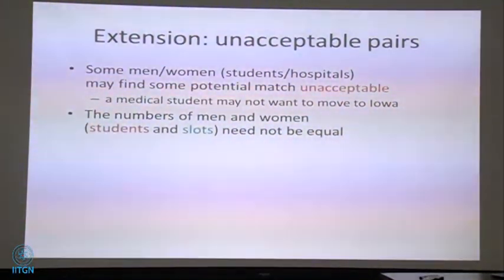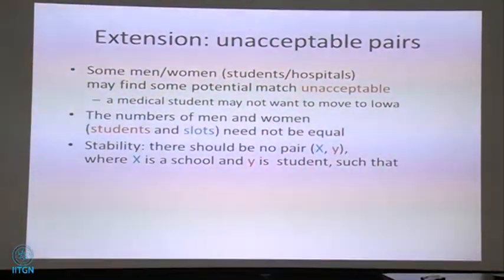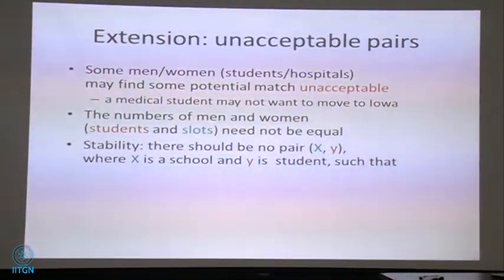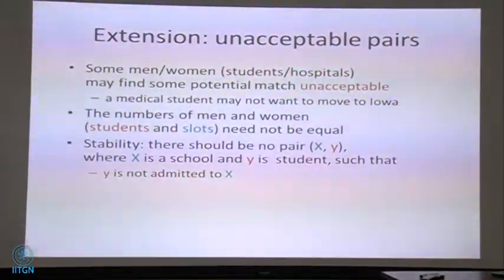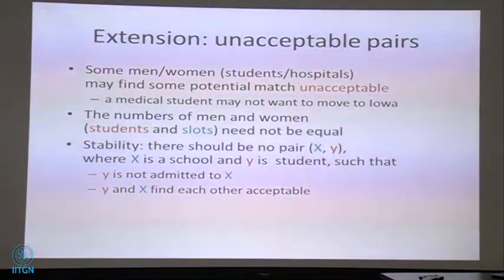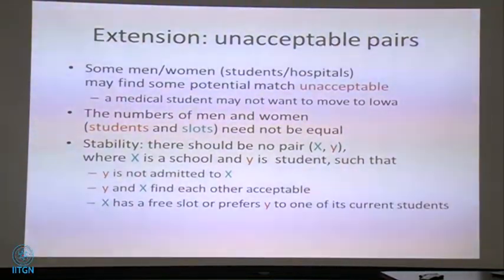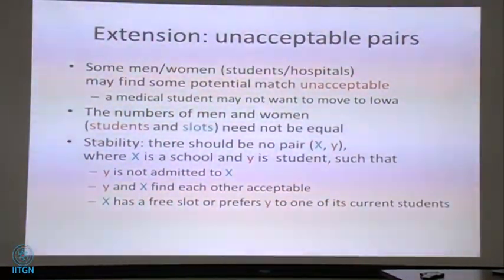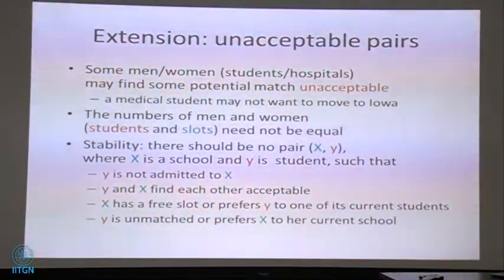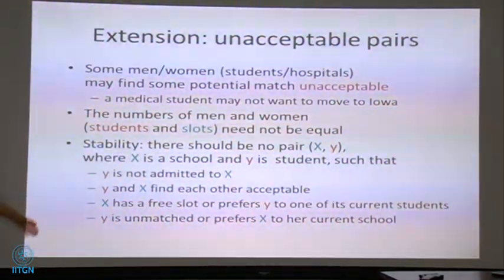We can still talk about stability. So what does stability mean in this setting? Well, there should be no pair, x, y, where x is a school and y is a student, such that we have the following. So y is not admitted to x, so they're not together at the moment. y and x find each other acceptable, so that's the minimum requirement. And then x either has a free slot or prefers y to one of its current students, so x can take on y. And similarly, y is either unmatched or prefers x to her current school. So that would be an instability situation.